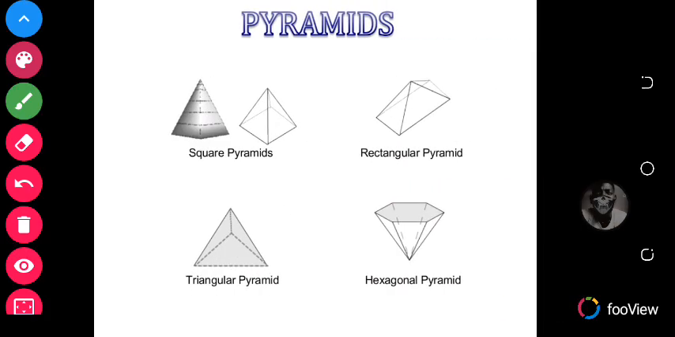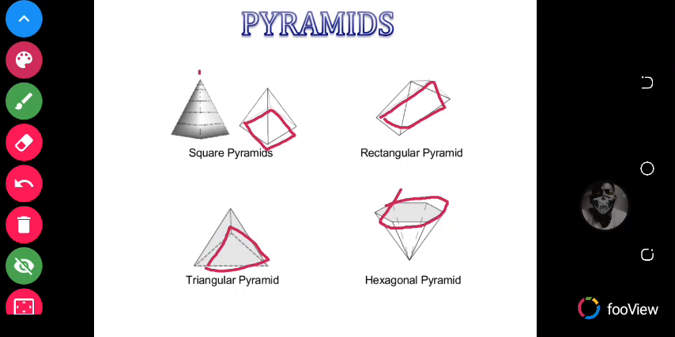Let's look at pyramids. We have square pyramids because the base is a square, 1, 2, 3, 4 sides. Rectangular pyramid, the base is a rectangle. Triangular pyramid, the base is a triangle. Hexagonal pyramid, the base is a hexagon, and pyramids meet at a vertex at the top here. So they have straight lines that connect to meet at a vertex.